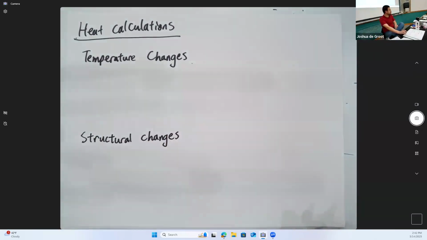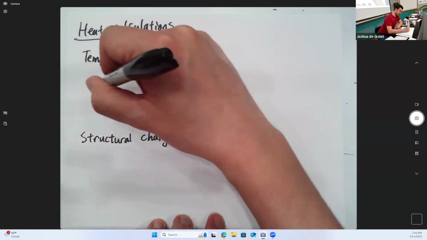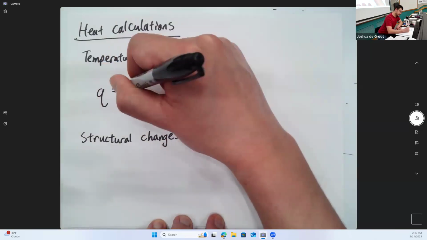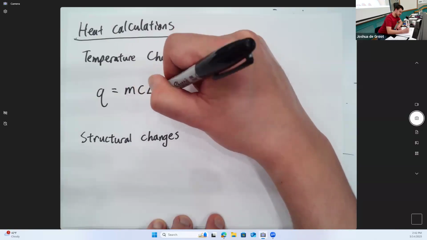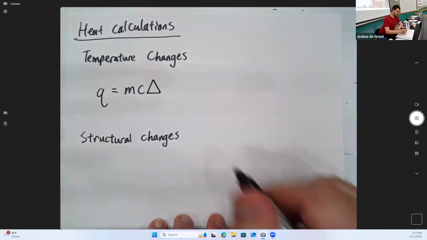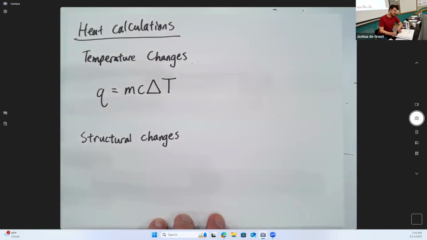Okay. Two categories of calculations, therefore two different equations. All right. So for temperature changes, your formula is going to be Q equals MC, and then capital Greek letter delta, in Greek, that's their capital D, delta T.